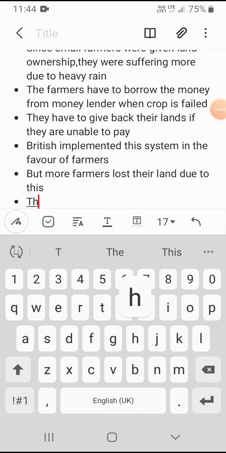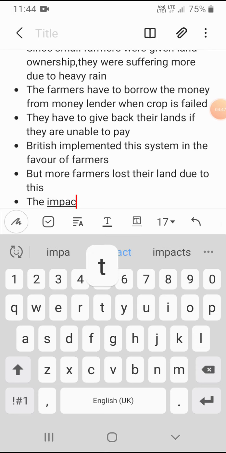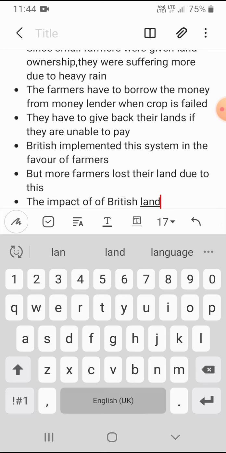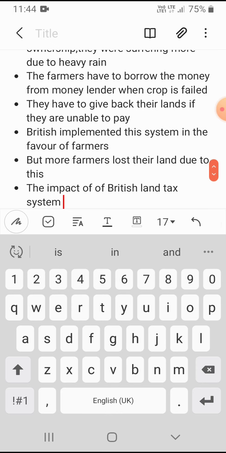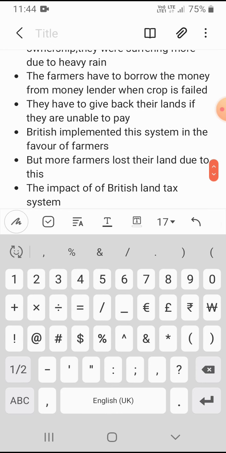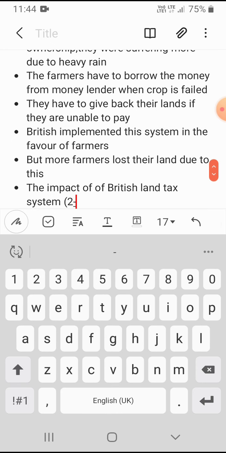And let's know the impact of the British land tax system. They may ask this for 2 to 3 marks.